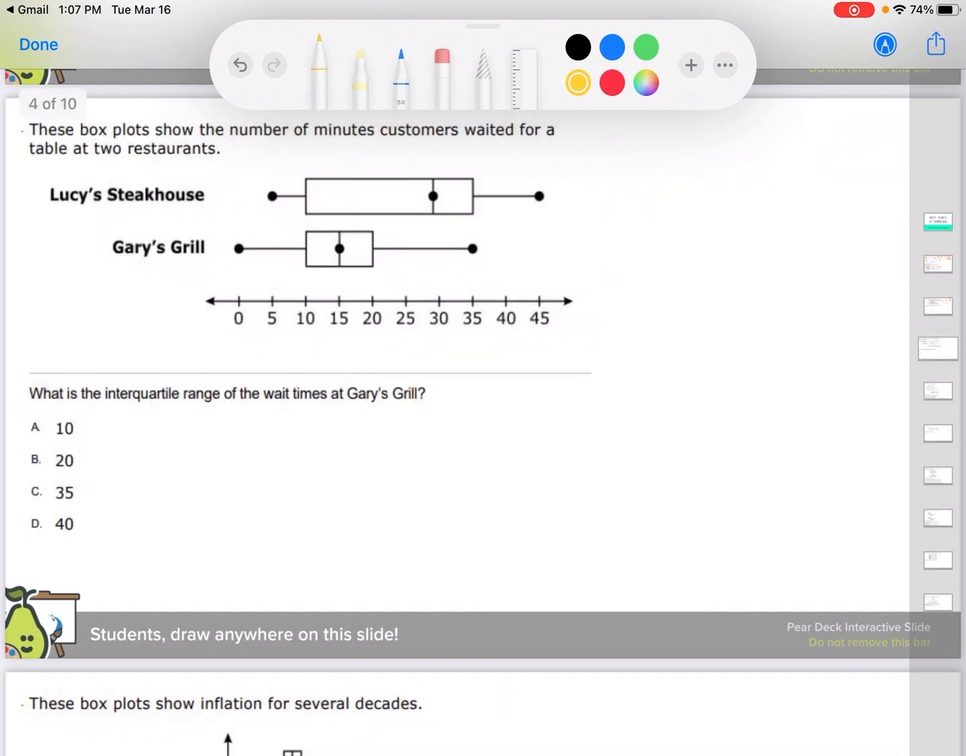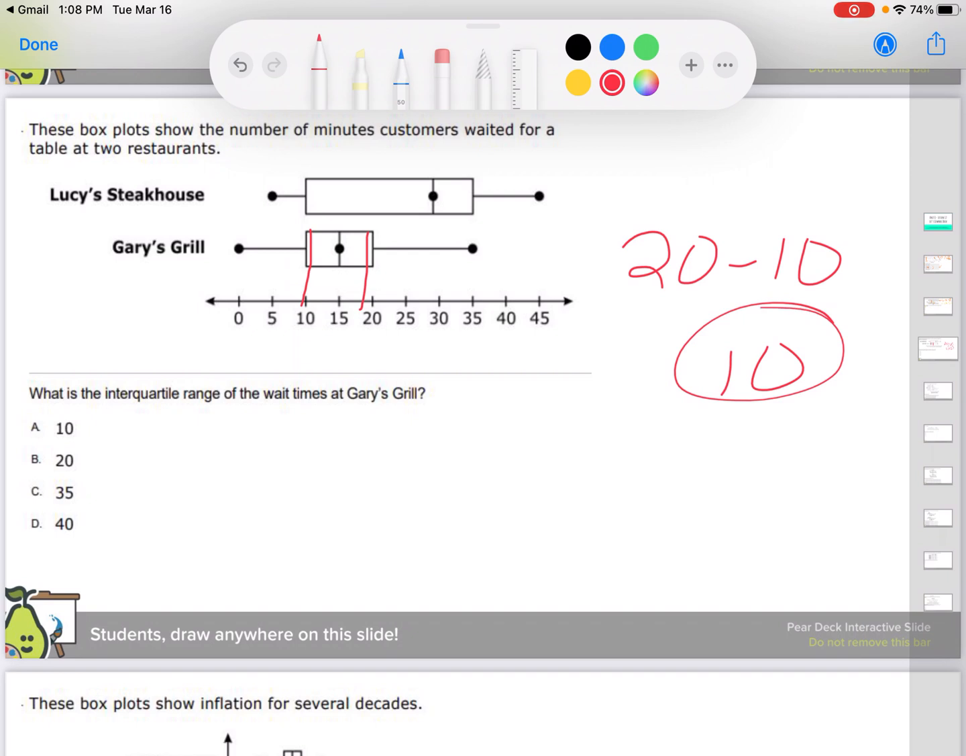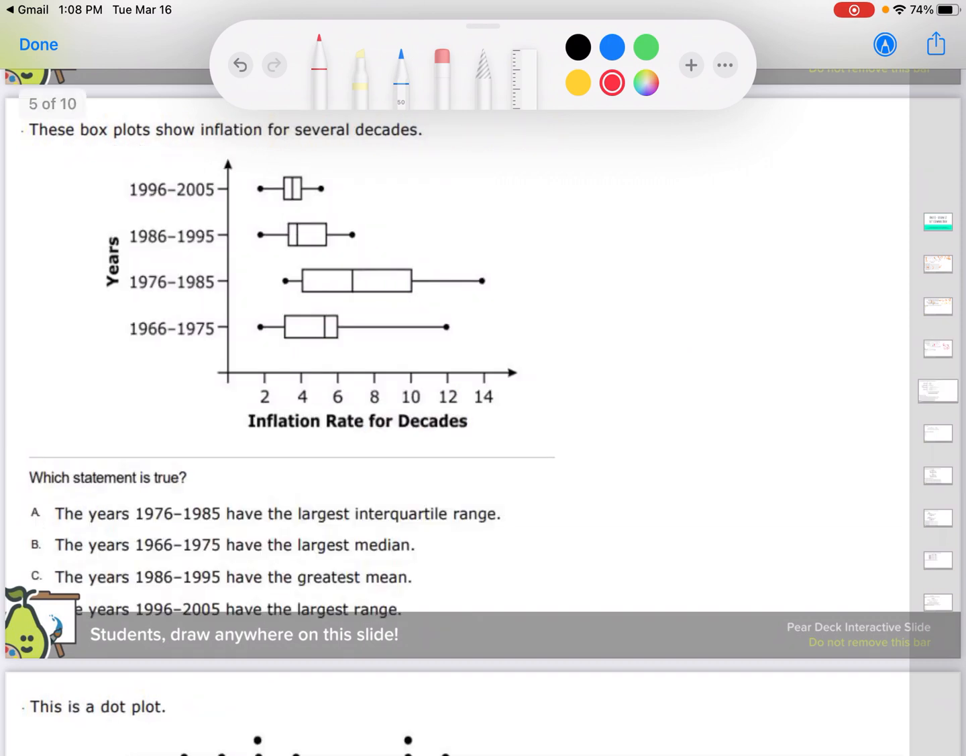All right, what is the interquartile range of the wait times at Gary's Grill? They're giving me 2 box and whisker plots, but I don't need both of them. Lucy's Steakhouse is useless to me. We're talking about the interquartile range, so we're talking about the box. I'm doing 20 minus 10, and I get 10. So what is the interquartile range? 10. Even though they're showing me 2 boxes here, I don't need them both. Now they're showing me 3 boxes. Great. Which statement is true?